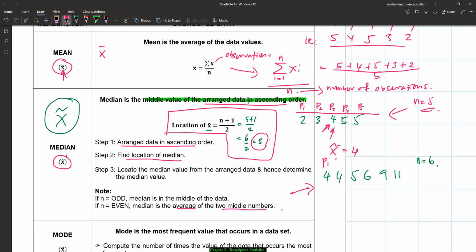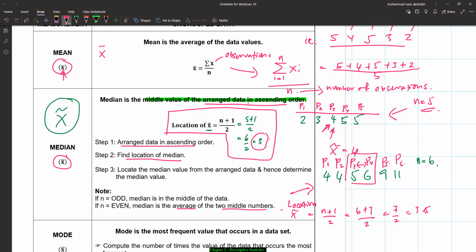So this is position number 1, position number 2, 3, 4, 5, and 6. Now, the location of median is n plus 1 divided by 2, which is 6 plus 1 divided by 2, equal to 7 over 2, equal to 3.5. But 3.5 is not here, right? There are only positions 1, 2, 3, 4, 5, 6. So 3.5 is somewhere between 3 and 4.